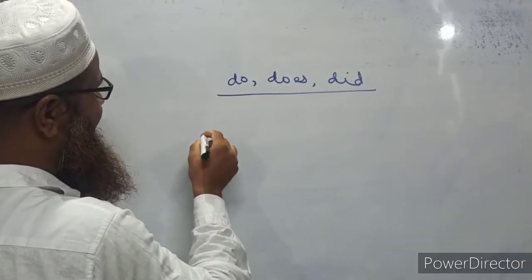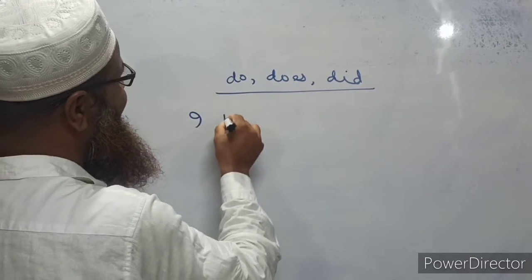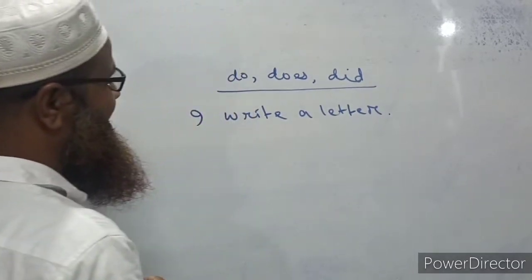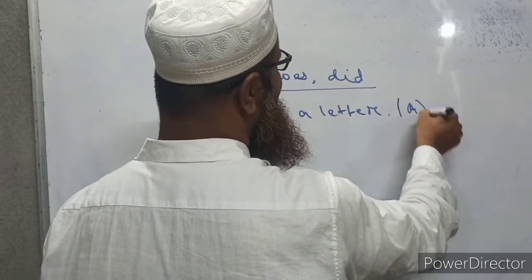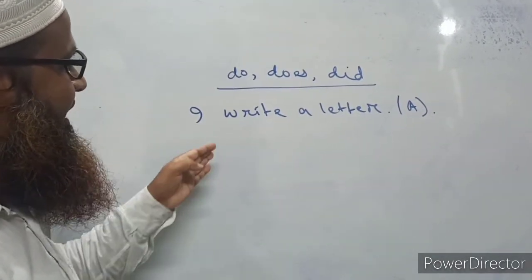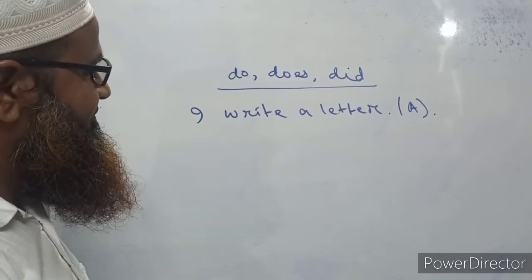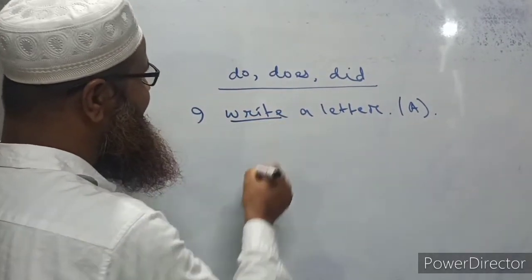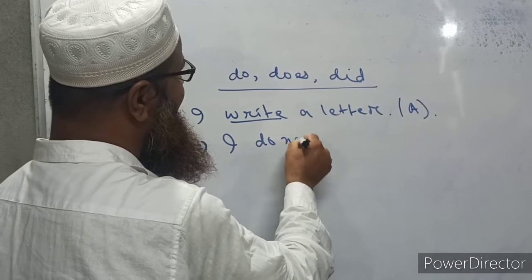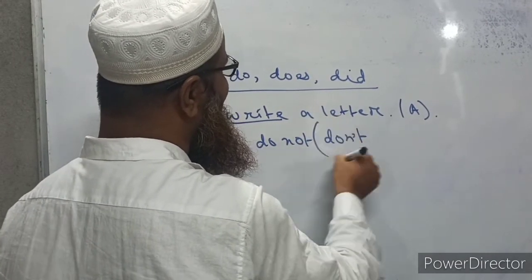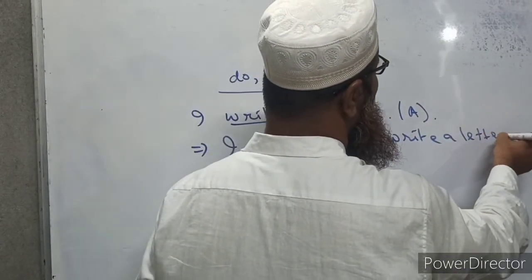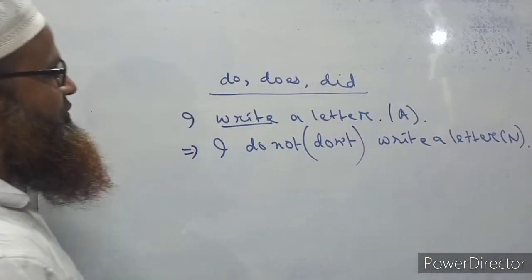For example, I write a letter. Here this is a simple sentence. And if we want to make it negative, then how will we make it negative? Here there is not an auxiliary verb, so the verb write is in present tense. So we will take the help of do here. I do not or I don't write a letter. So it will be a negative sentence with the help of do.